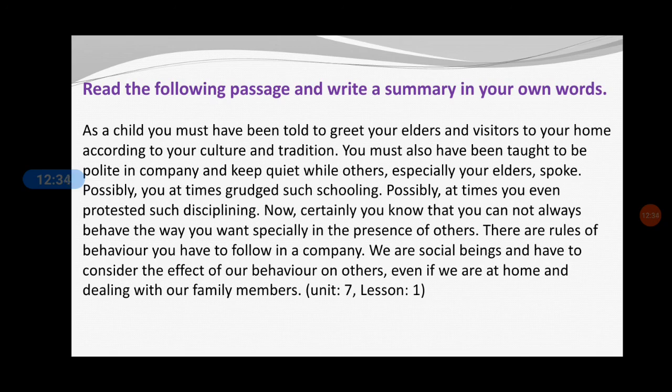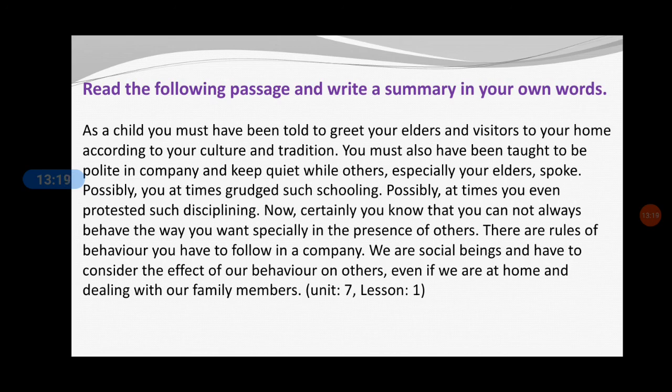As a social being, just see the line: we are social beings and have to consider the effects of our behavior on others, even if we are at home and dealing with our family members. We know that we are independent, but independence does not mean that we can do whatever we want. This is the most important thing, that we have to know the boundary where we should stop and how we should behave with others. Our behaviors reflect our upbringing. So this is the most important thing.